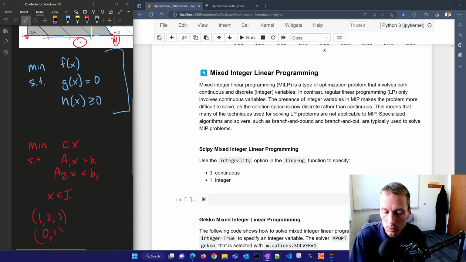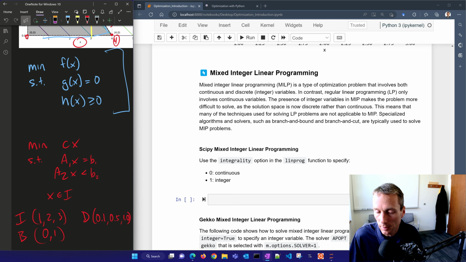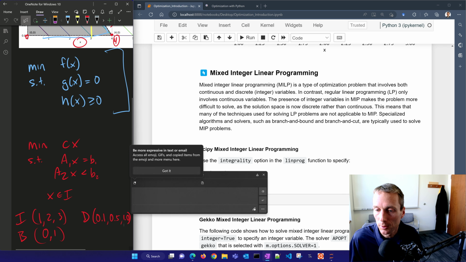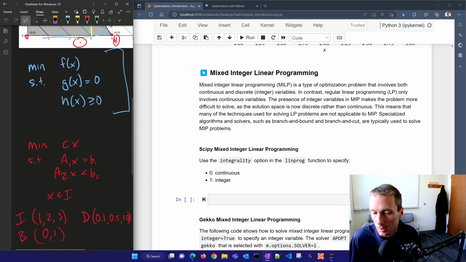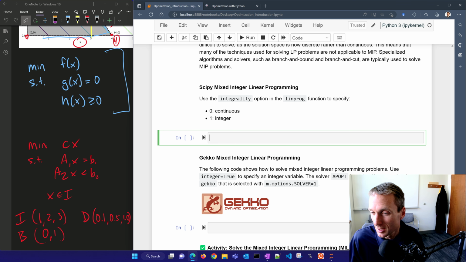Or I could also have general discrete. So that could be something like 0.1, 0.5, 1, you know, on down. So you could say, I want you to select from this set of unique values, but it can't be in between those. So that might be the size of a pipe, or some other types of discrete constraints there. So you can have integer, binary, or discrete. But let's go ahead and just solve this just as integer variables first.